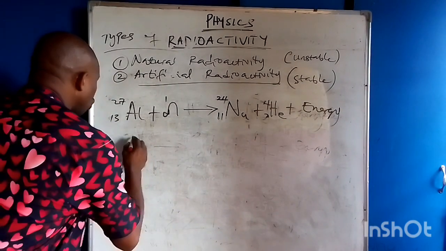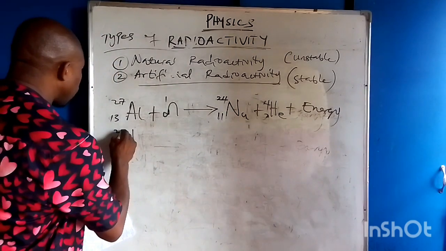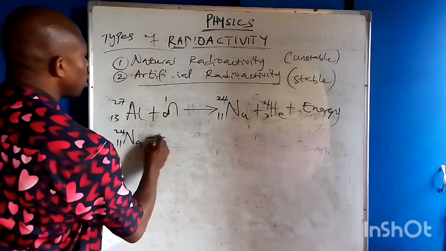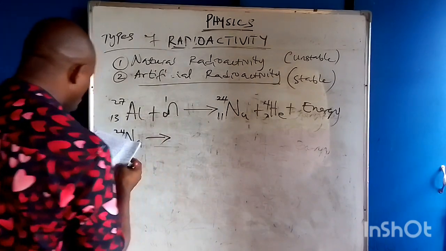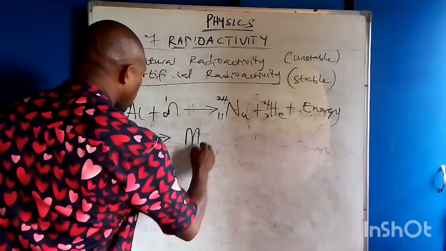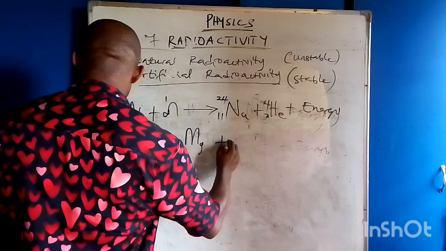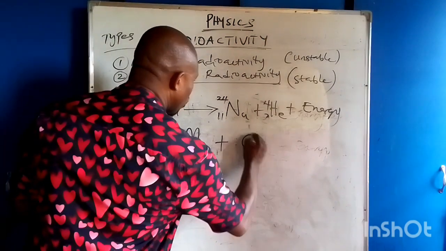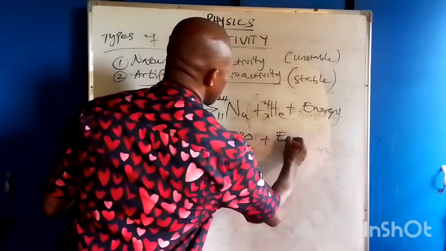Assuming it undergoes radioactive decay, it becomes a parent now. So we now have sodium 24, 11. Instead of bombarding this again, you don't need to bombard it. It will now undergo radioactive decay on its own, giving rise to magnesium plus electron 0, minus 1, plus energy.